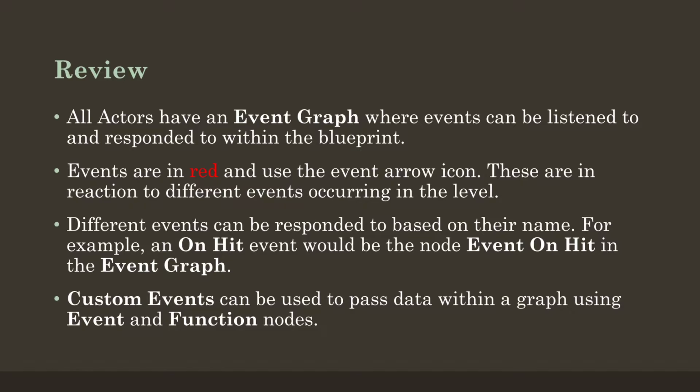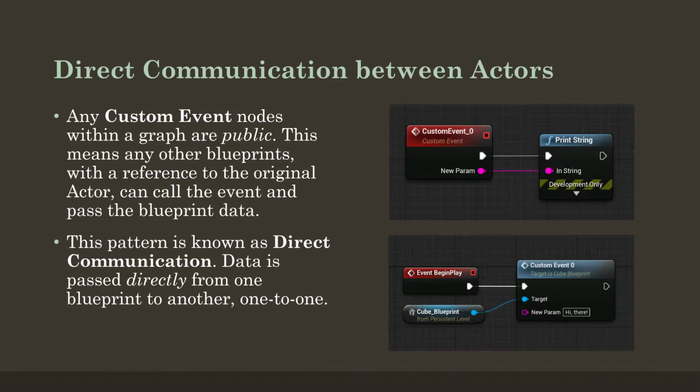So I mentioned this as an interesting side effect because Unreal, in fact, calls this a very special name. This is direct communication. So this is a particular pattern where a custom event in one blueprint is called from another blueprint. As long as we have a reference to the original actor or the original blueprint, we can then call that custom event because it's public. Unreal calls this direct communication because we are literally passing data directly from one graph to another, one-to-one.